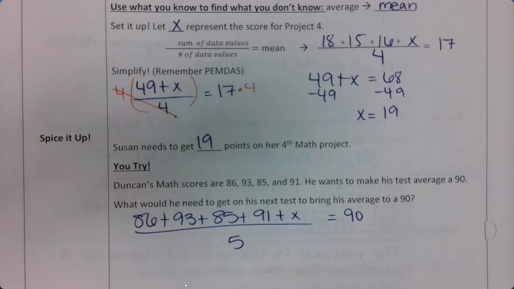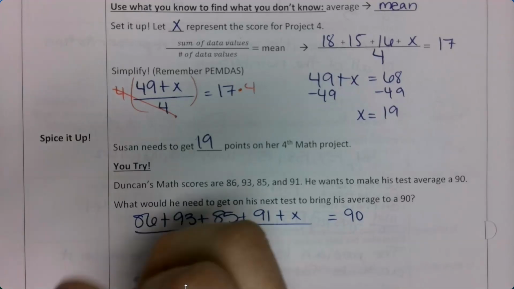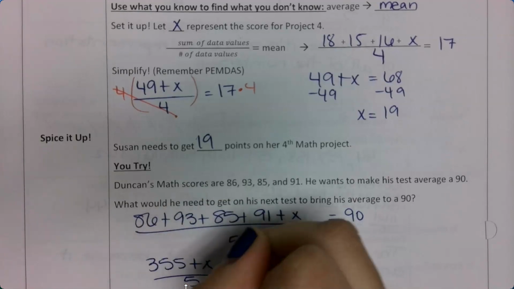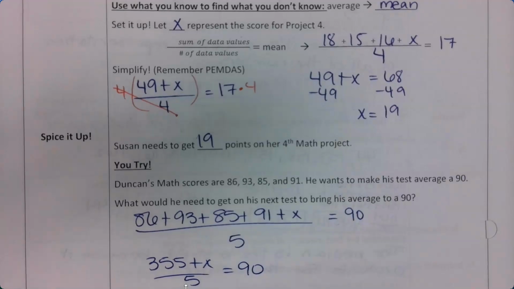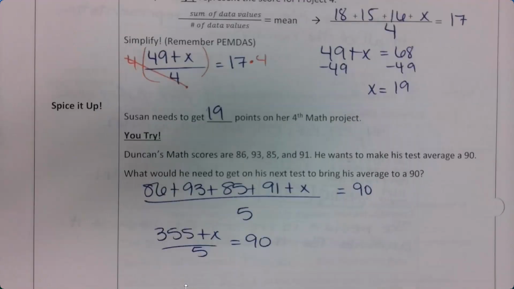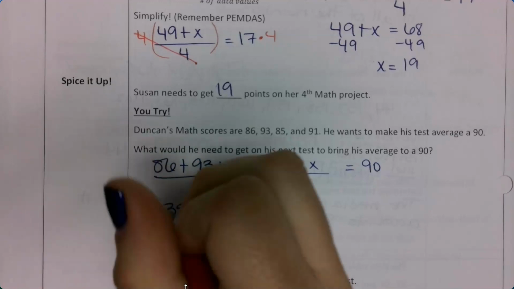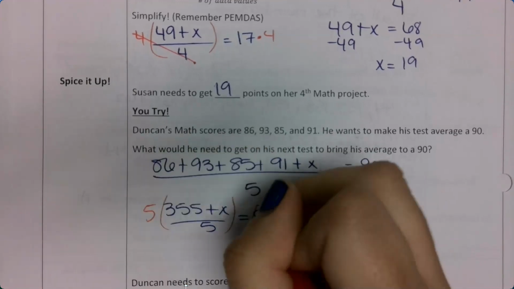Someone else? Yep, add them all together. Huh? 355? Right. And then my next step? Huh? Not divide. I want to get rid of division. So the opposite of dividing is? Yep, I'm going to multiply both sides by 5.